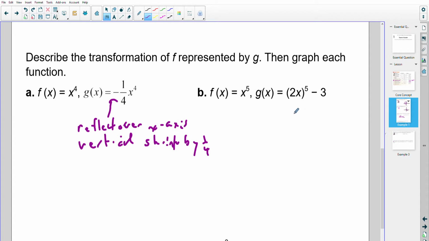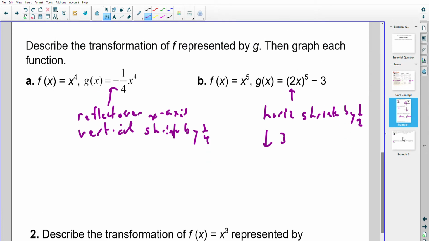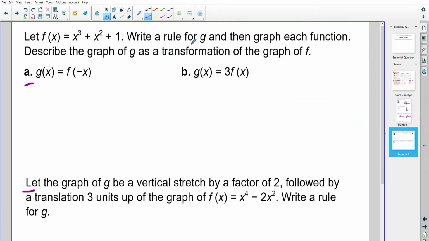Similarly here, this tells you that it's going to have a horizontal, and that means it's going to be a shrink by 1/2. And we know it's going to go down 3 units, just indicating what those represent. You can also do things with rules.